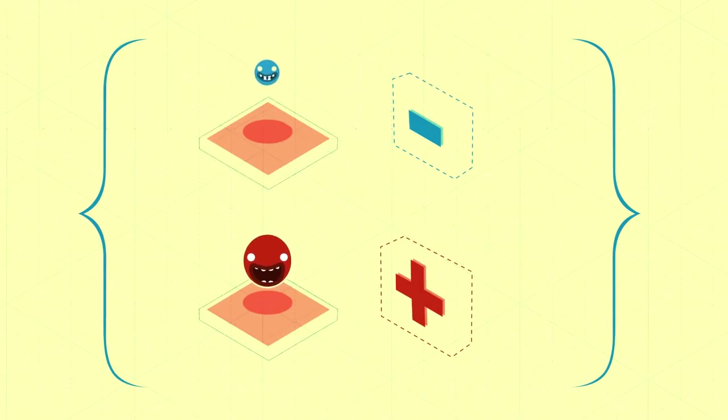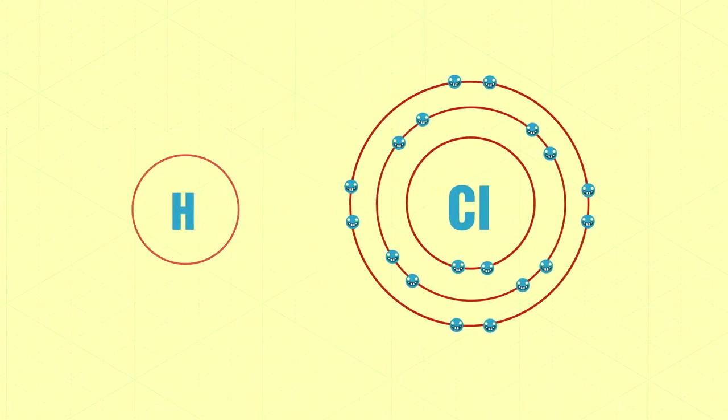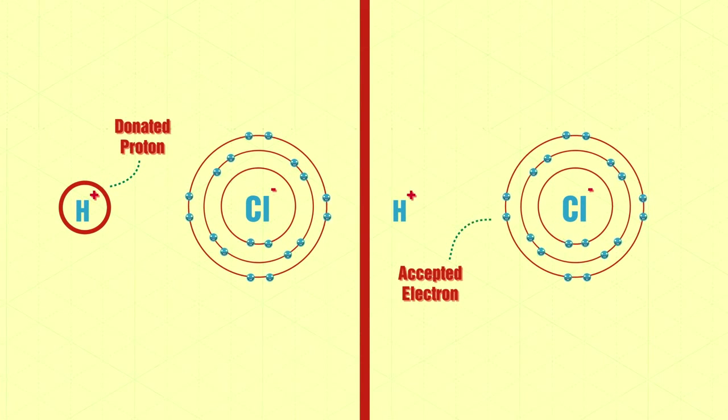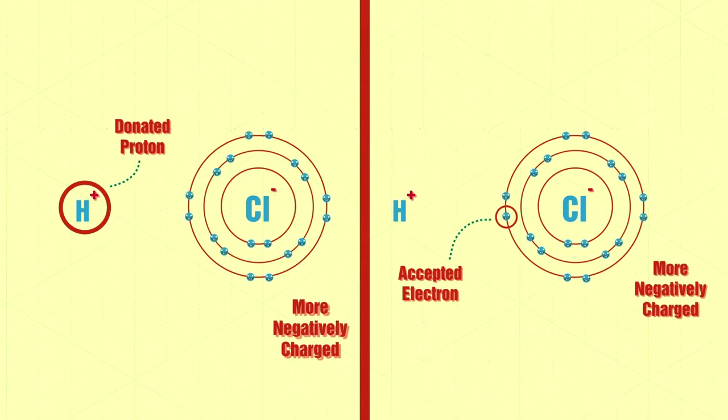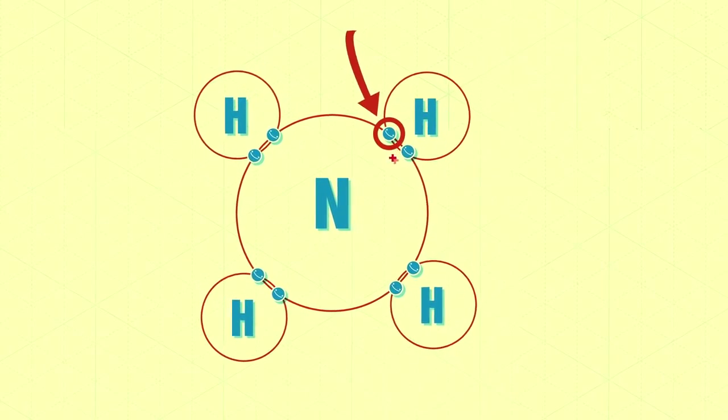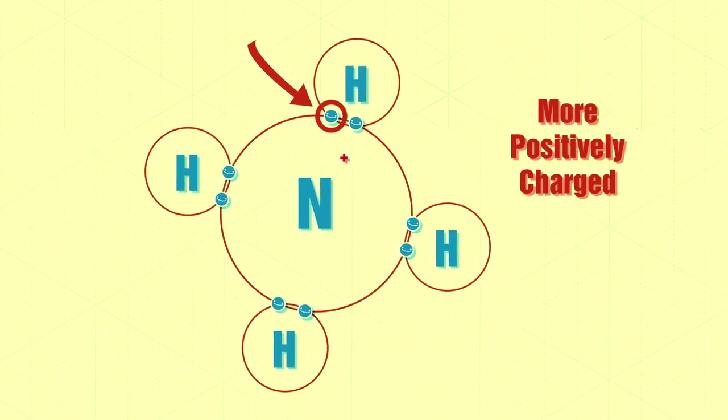Remember that protons are positively charged and electrons are negatively charged. So if a molecule is willing to give up a proton, that's not too different from it being willing to accept an electron. Either way, it's becoming more negatively charged. Other molecules are willing to accept a proton or give up an electron. These are becoming more positively charged.